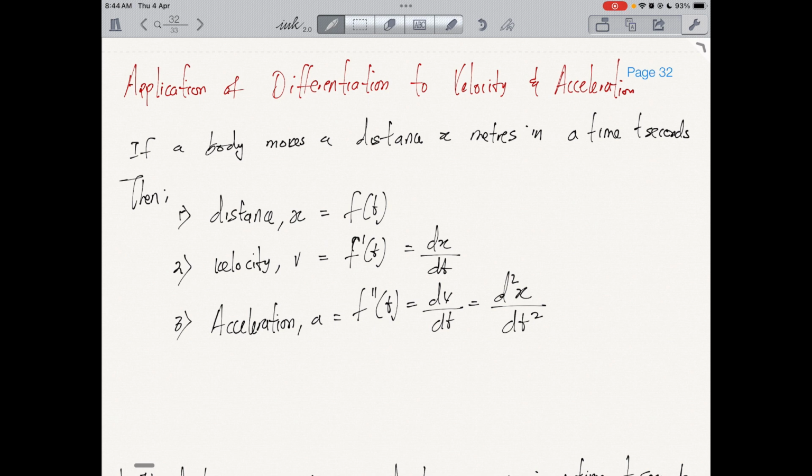So this brings us back to successive differentiation. To get velocity, we differentiate distance. To get acceleration, we differentiate velocity.